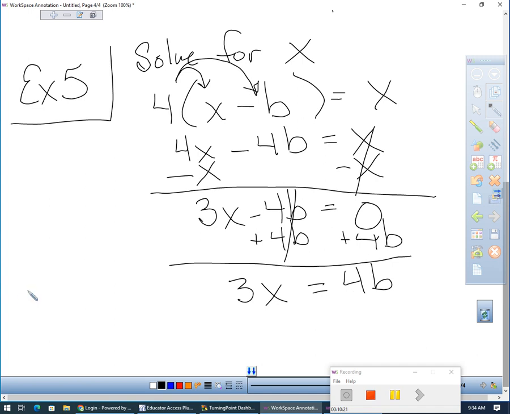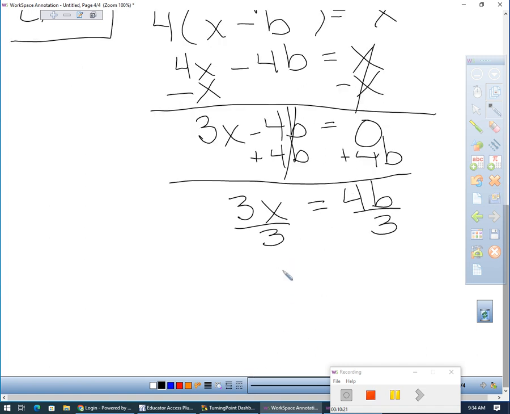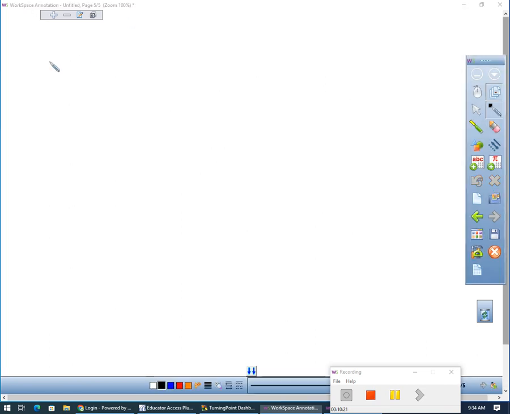And then what do we do next? Divide. We just got to divide by 3. We get x equals 4b over 3. Yep. Let's try example number 6.